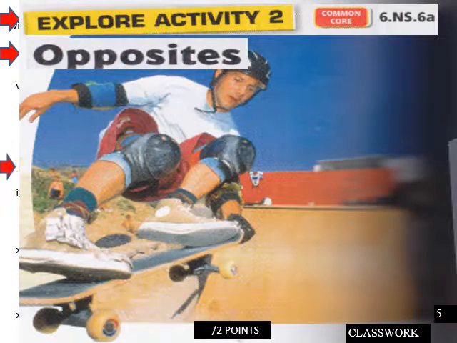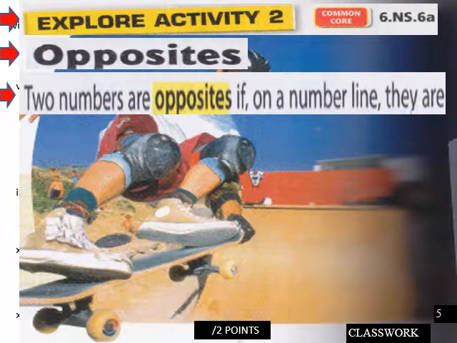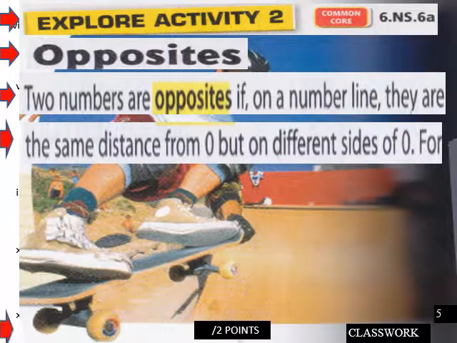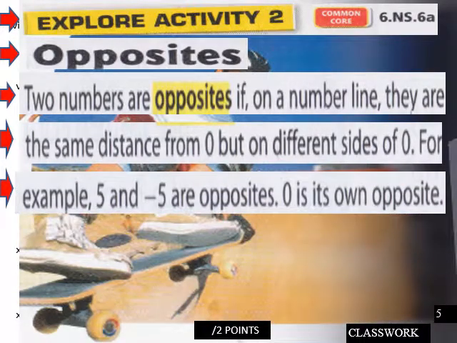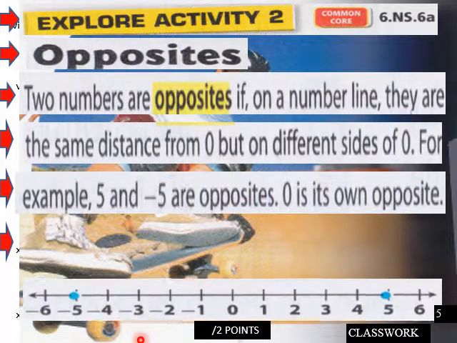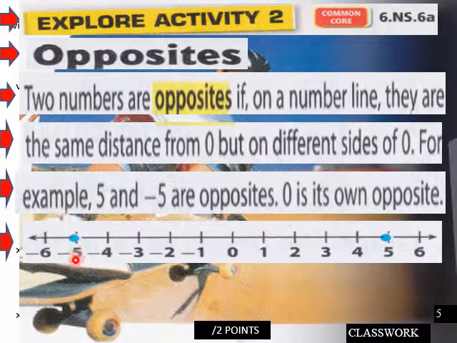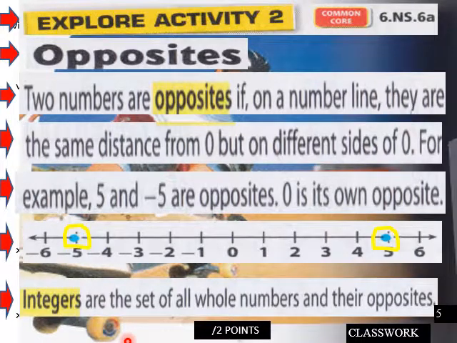Explore Activity 2 continued here. Opposites. Two numbers are opposites on a number line if they are the same distance from 0 but on different sides of 0. For example, 5 and -5 are opposites. 0 is its own opposite. -5 and then 5, these are opposites. And then integers are the set of whole numbers and their opposites.